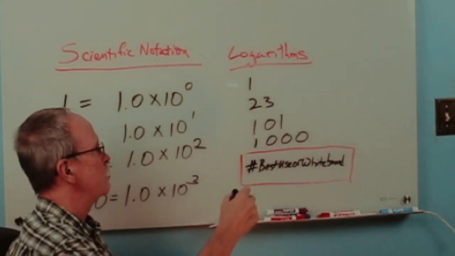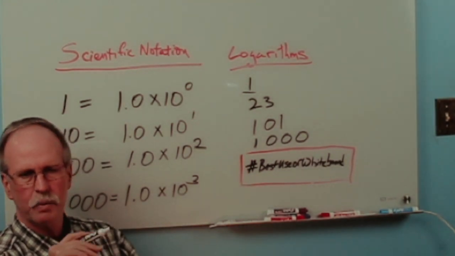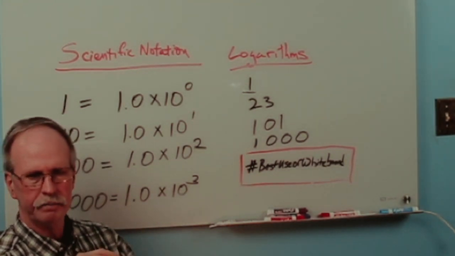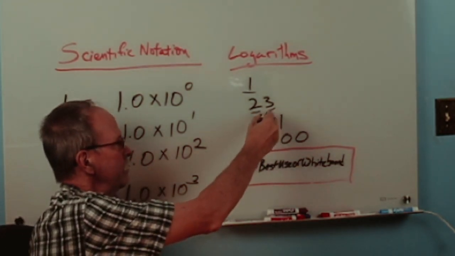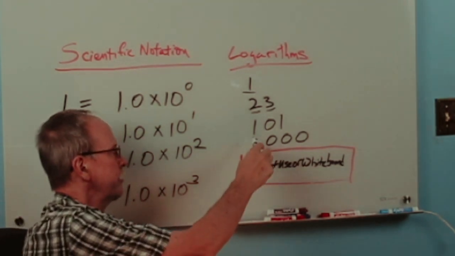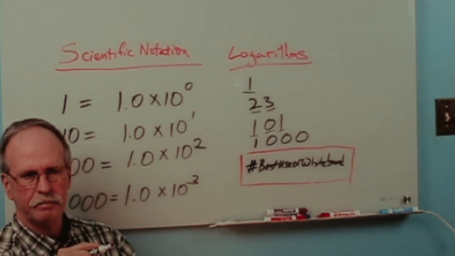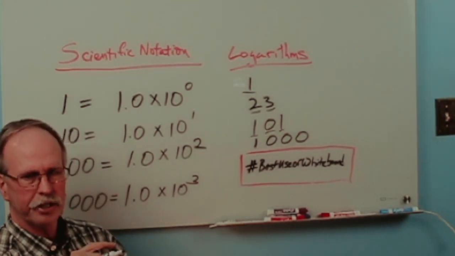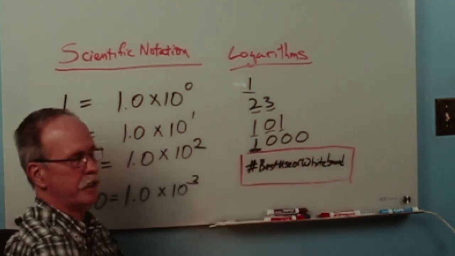The first one is 1. How many significant digits does 1 have? Well, it's got 1. What about 23? Well, we've got 2 significant digits. 101, 3. How about 1,000? Trick question, because these zeros don't count. We only have 1 significant digit right there.